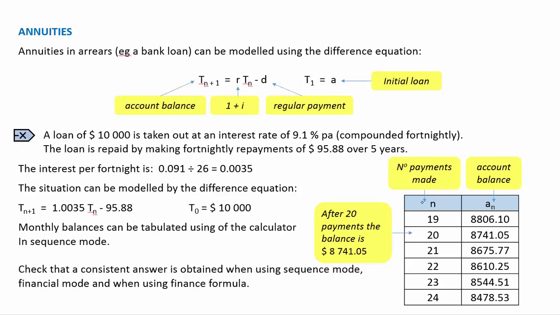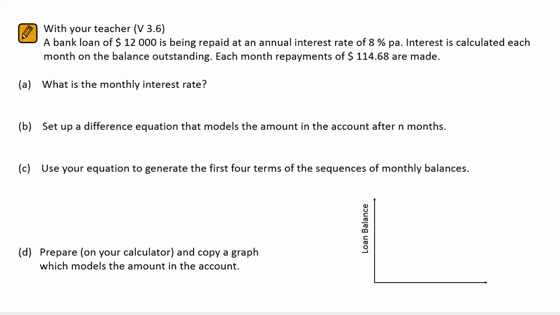So if we scroll down, we'll find a series of payments that we've made and the account balance at the end of that time. A very nice way of modelling your bank loan in tabular formation. In this instance, we've got a $12,000 bank loan being repaid at an annual interest rate of 8%, interest calculated each month on the balance outstanding, with monthly repayments of $114.68.